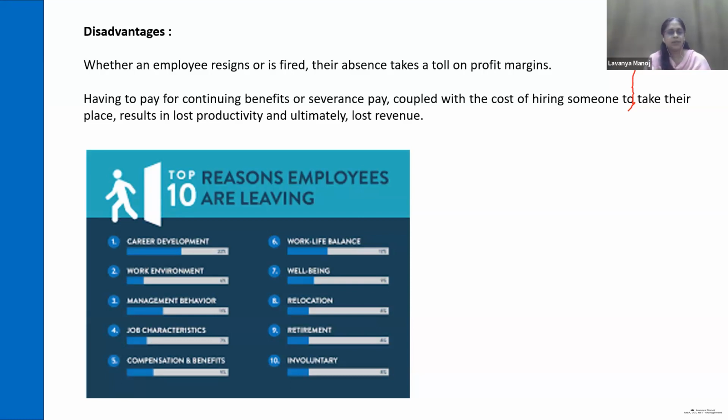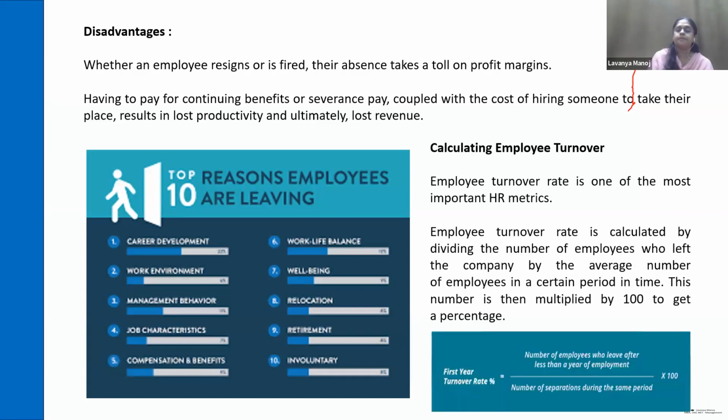Work-life balance: they cannot balance their professional life and personal life. So it's very difficult for them to manage. So they may think, I need less working hours, or let's stay with the family for some time and then look for another job. Well-being: to earn more so that the status will rise. Relocation, going to some other place. Retirement. And involuntary, many reasons. I mean, as I said, the management decides to send the employee out of the company.